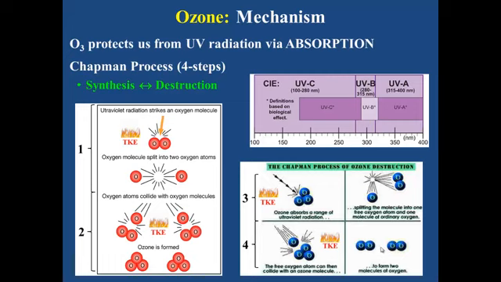Okay, so the actual mechanism is called the Chapman process, and it's a 4-step process. It's actually a continuous loop, a synthesis and destruction of ozone. So let's take this step by step. These two figures show the 4 different steps in the Chapman process. Step number 1 occurs when UV light comes in and strikes the molecular oxygen, O2, and we get absorption.